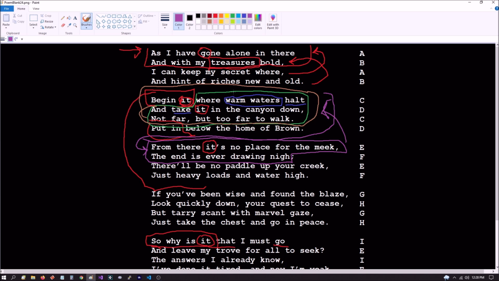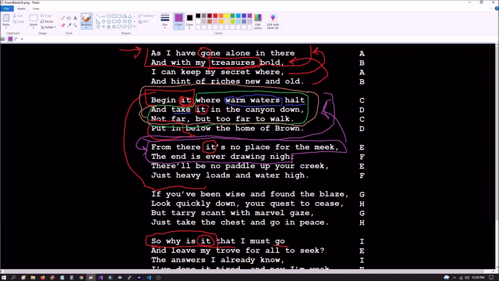You don't have to go where warm waters halt. He's telling you to begin it there. He's not telling you to go there, right? He's telling you to put in. So all you need to do is know where is, and that's your reference point of the starting location. In Arsov, of course, it's the wheel.